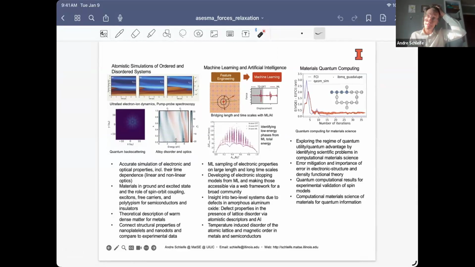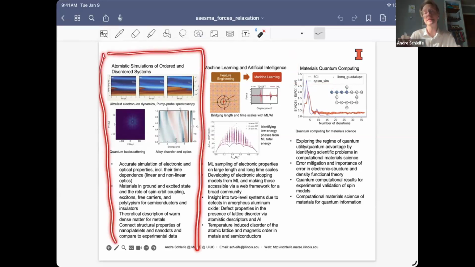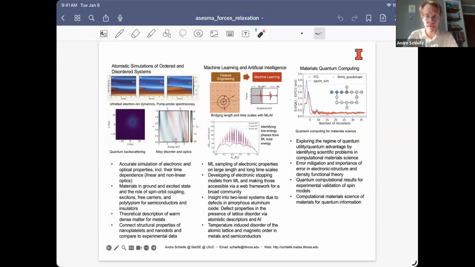I'm saying this because we are also looking for PhD students, and sometimes for postdoc scholars in my group. So I want to give you an idea of what we're roughly working on. Since ASESMA in Rwanda, a couple of years ago, we are now looking at three different branches of electronic structure in my group. The first one, and I'm almost sure I did talk about this in ASESMA in 2023, is related to electronic and optical properties.